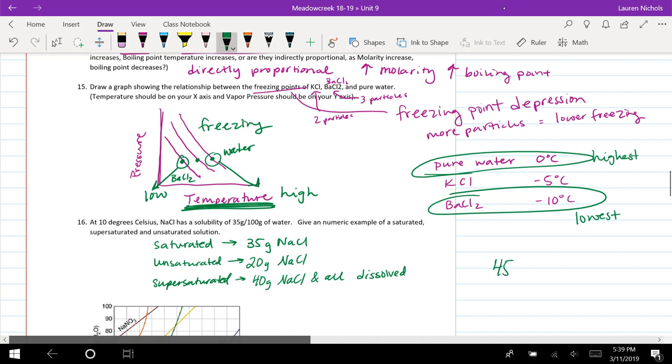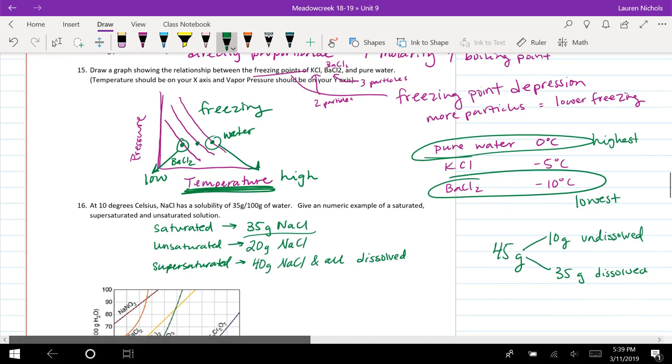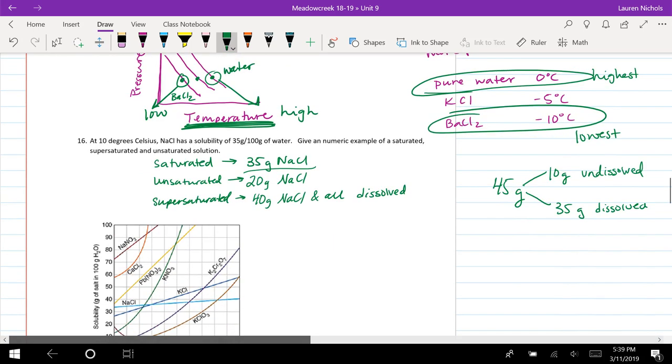Because if I have 45 grams of NaCl just plain, and the solubility is 35 grams, that means 35 grams are dissolved. But that means you probably have 10 grams thereabouts undissolved sitting at the bottom of your beaker. Kind of like when you have iced coffee and you have all that sugar sitting at the bottom. You have a saturated solution. You've dissolved as much as you can, but it's not supersaturated because you still have a lot at the bottom. It didn't actually dissolve. And so that is a key thing there.